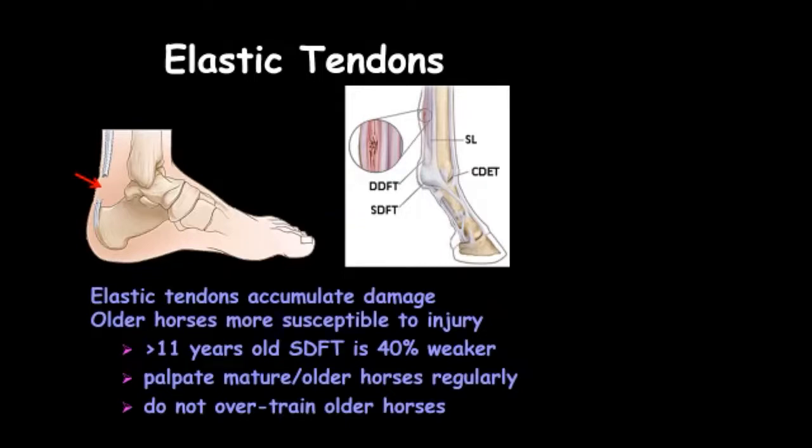And the injury to these elastic structures in horses is very similar to Achilles tendon damage in people. The Achilles tendon is also an elastic tendon. But what this fact tells us is that we should be particularly careful with our older horses. Make sure that owners and trainers are paying attention to these structures, palpating them daily, maybe icing the horse after work, and taking care not to overtrain older horses.